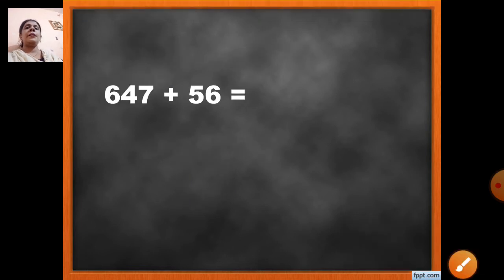Next, 647 plus 56. 647 plus 56. Now what are we going to add? We are going to add units with units, tens with tens, and hundreds with hundreds. Okay. So let us start.